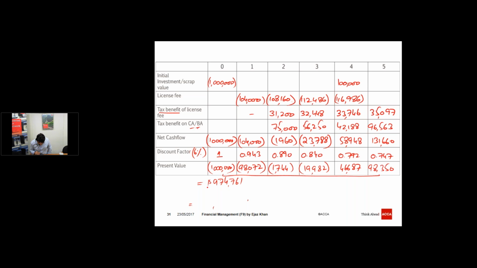The net present value is negative, 9,74,761. It will always be negative, remember, because we are calculating the cost of buying the asset, so the cost will always be negative.